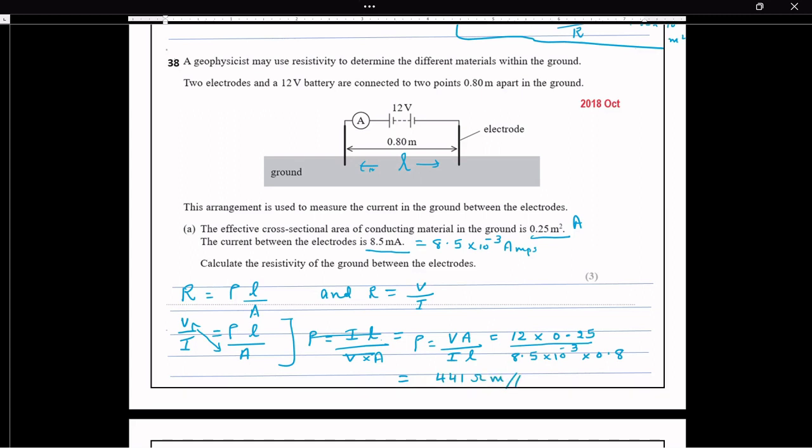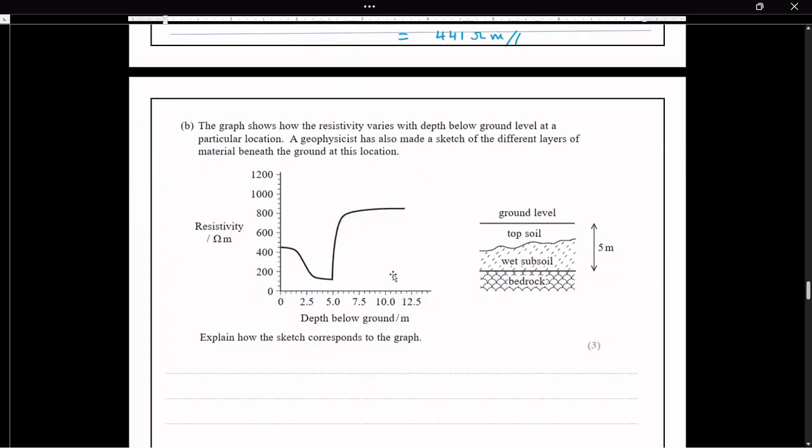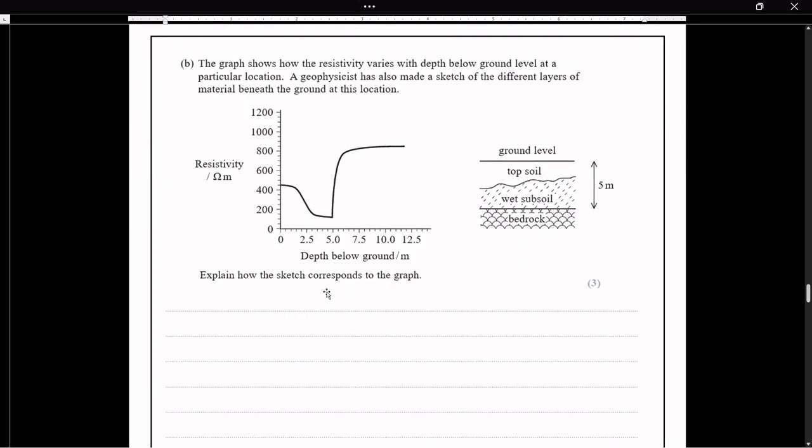It's a simple question. The resistance is not given, but we can calculate the resistance using these two equations I'm using. Then the next part is given a graph. Explain how the sketch corresponds to the graph. The sketch is this one.